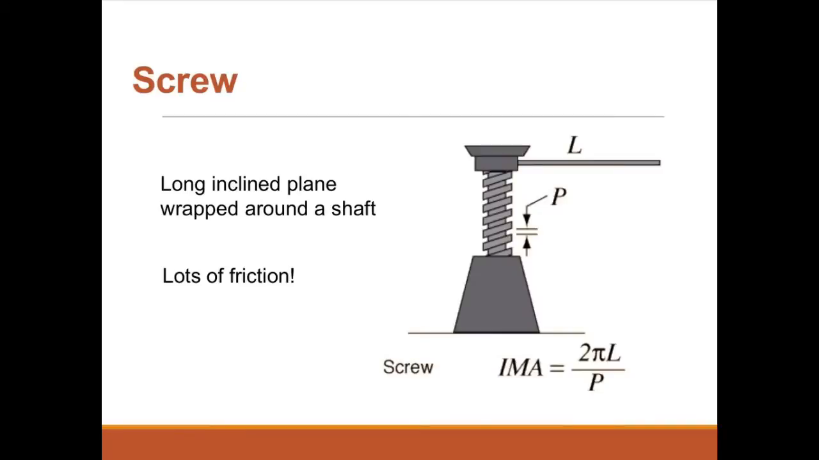In this example of the jack screw, notice our distance effort is 2 times pi times L. L being my radius, it's the length of the handle on the jack screw. Then my distance of my resistance is going to be the pitch, the distance between each thread. By looking at this example, you can tell that my ideal mechanical advantage is going to have a very high number. But there is so much friction for these simple machine screws that the actual mechanical advantage is much lower. So the efficiency of a screw is going to be very small.